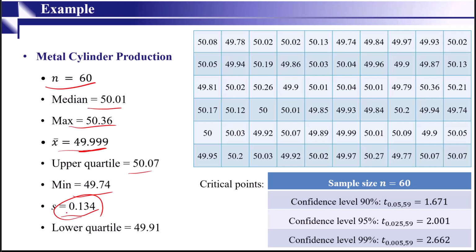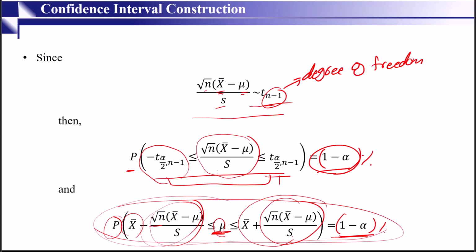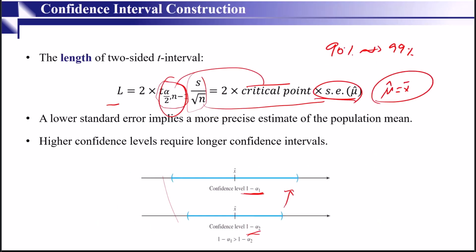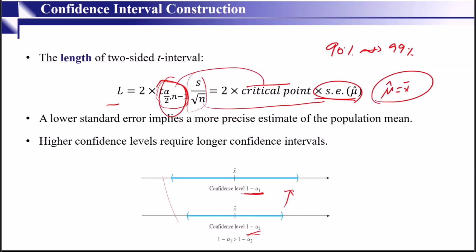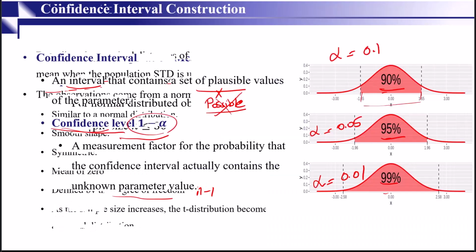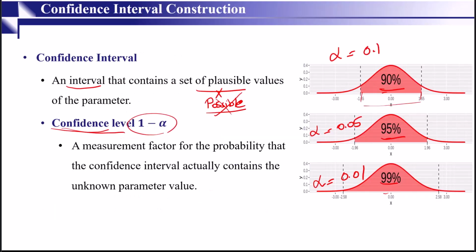Now we want to find the critical points for different confidence levels: 90%, 95%, and 99%. We already know that n is equal to 60, but based on the equation, we use n minus 1, right? So you can see here t alpha divided by 2 with n minus 1 degrees of freedom. That's why we have 59 here, 60 minus 1. Then for 90%, we already found here, this is 0.1, right?